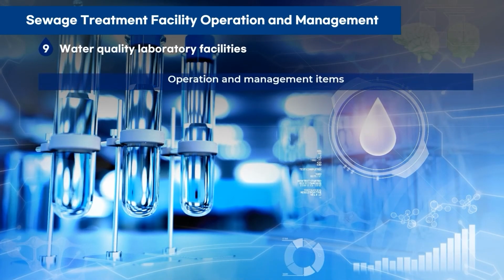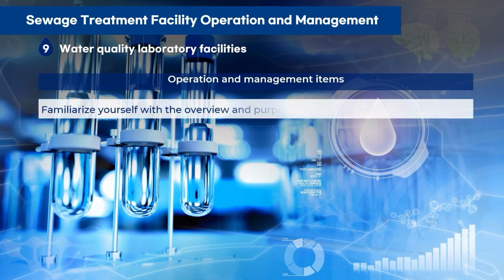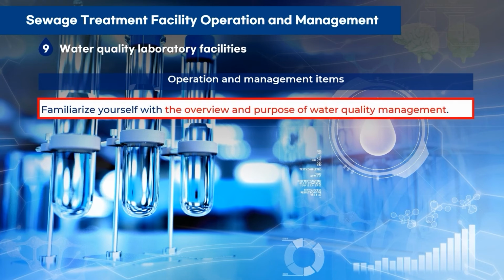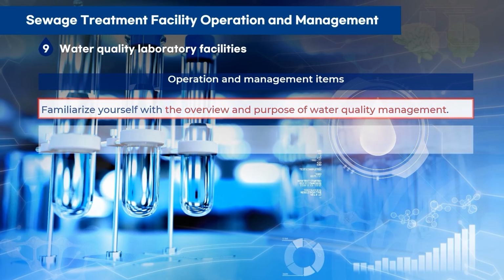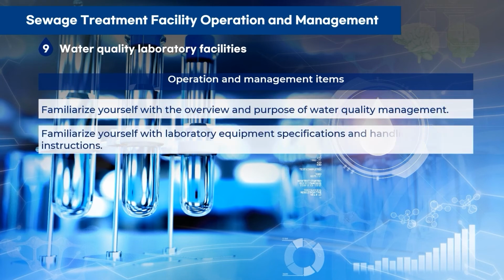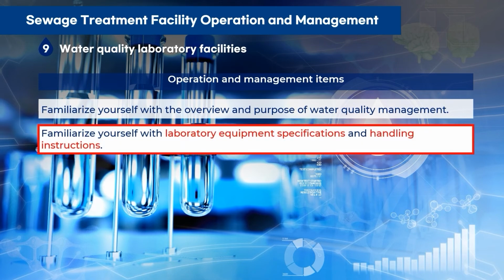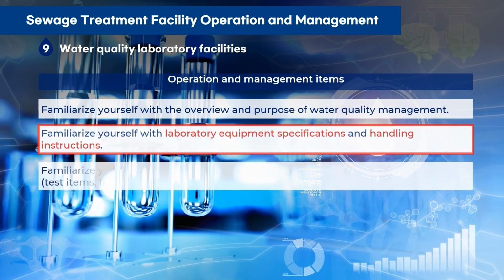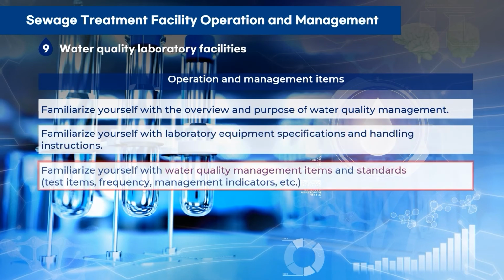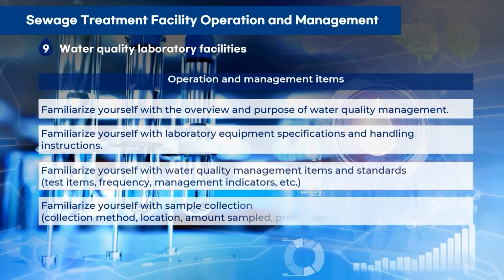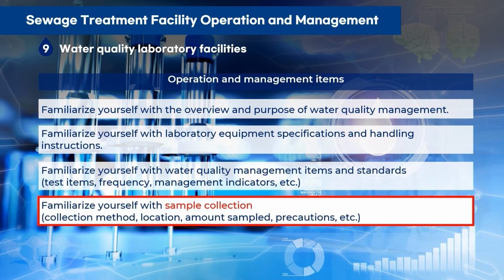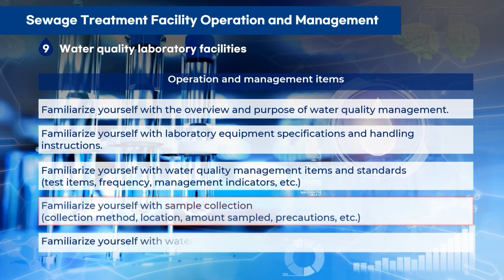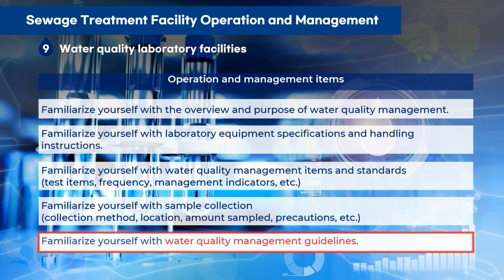In water quality laboratory facilities, staff should be familiar with items like the overview and goals of water quality management, water test equipment specifications, and handling instructions, test categories, frequency, categories and standards for water quality management, sample collection methods, location, and sample amount, and should handle them in connection with overall water quality management instructions.